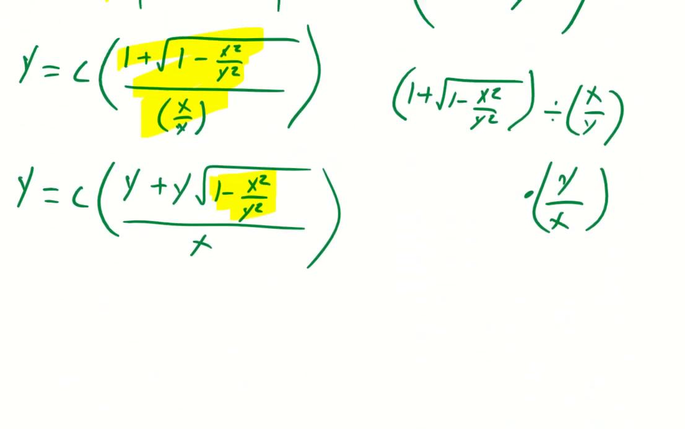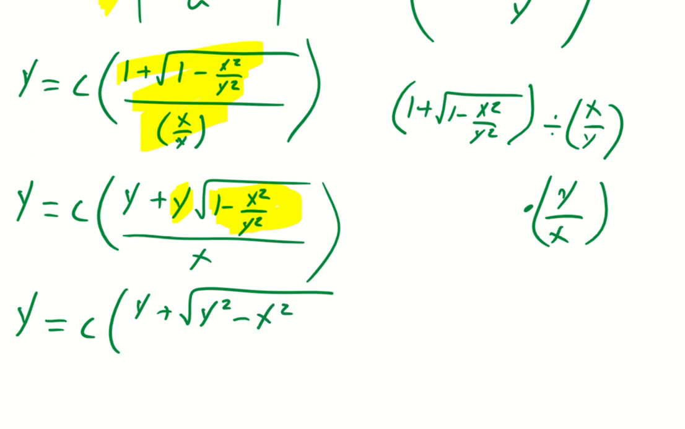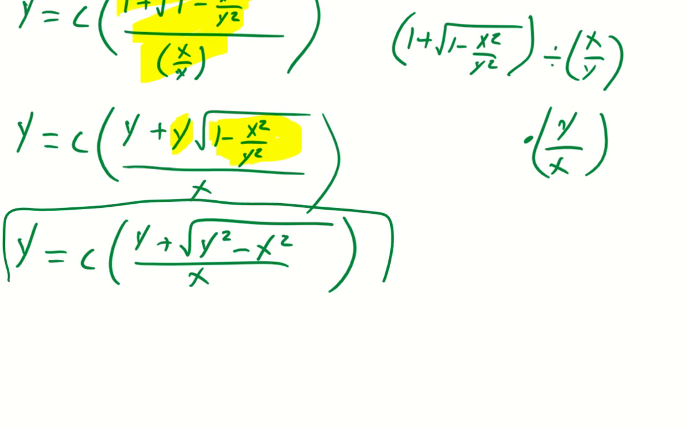Okay, so I think that actually would be a good idea, because this y, so to speak, we can think of that as factored out of the square root quantity. So we can think of it this way: there's a y squared in that square root of quantity, so to speak. So we have y is equal to c times the quantity y plus the square root of the quantity y squared minus, well, x squared over y squared. That multiplied by y squared is just x squared.